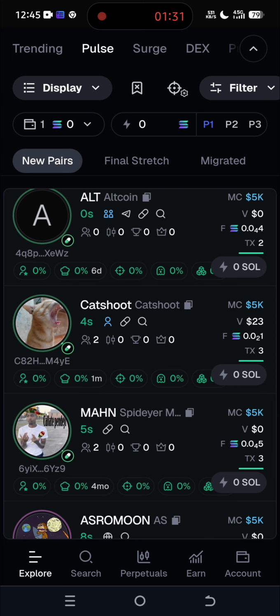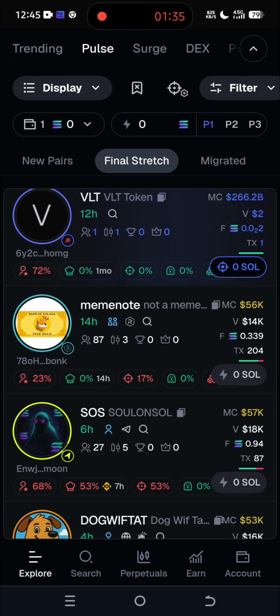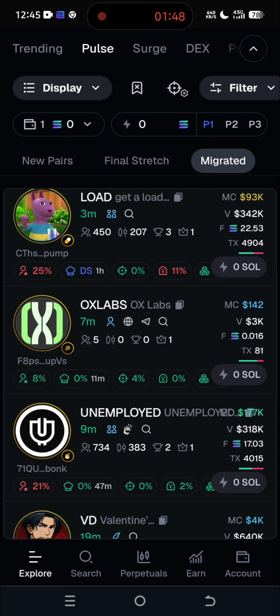So first of all, every token starts from the new pair, then finance stress, where people start trading it and it starts having attention, then it moves to migrated. So the new pair is high risk, and the risk gets lower and reduced as it moves along.